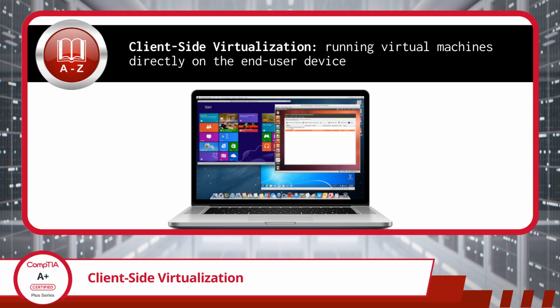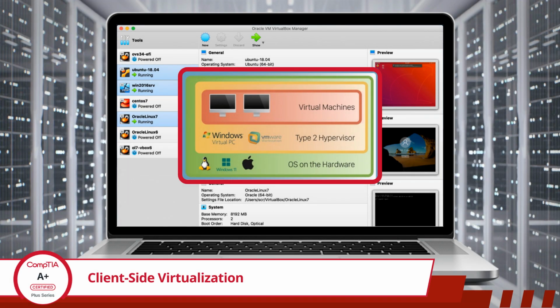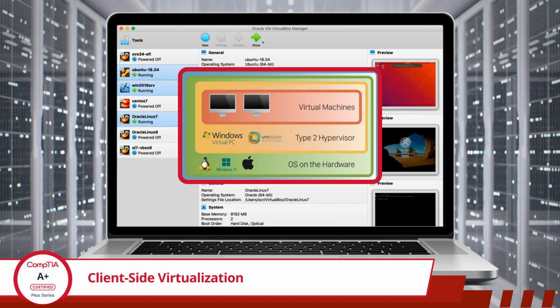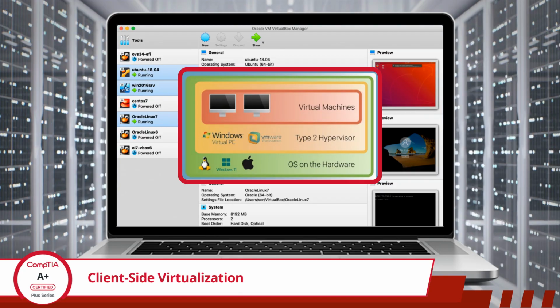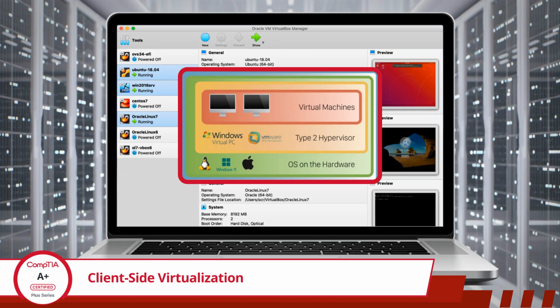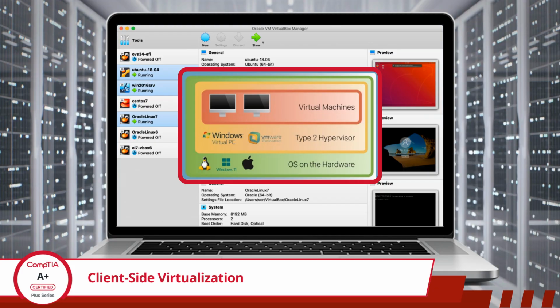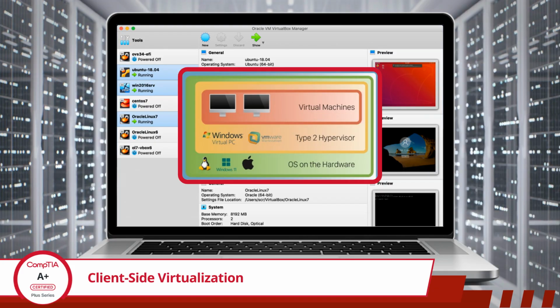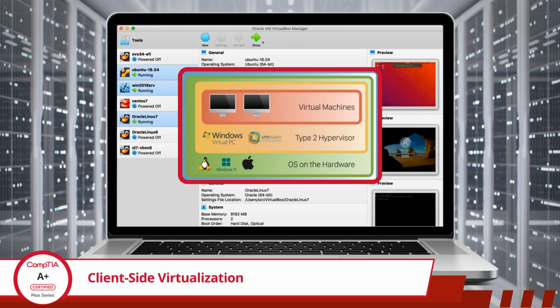This option is called client-side virtualization, and it involves running virtual machines directly on the end-user device. In this model, a Type 2 hypervisor or virtualization software is installed on the client device, not a remote server, allowing users to create and run multiple virtual machines concurrently. Each virtual machine operates as an isolated environment with its own operating system and applications, enabling users to run different operating systems or experiment with software configurations without affecting the host system.